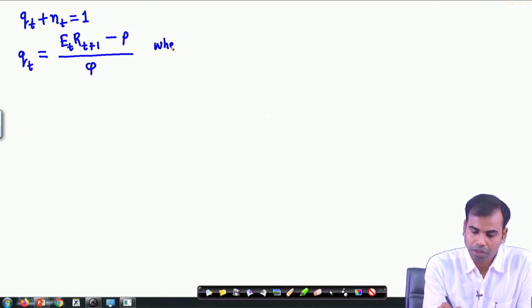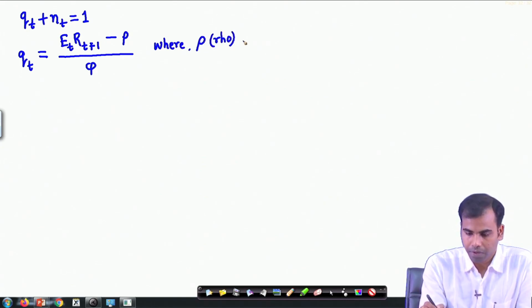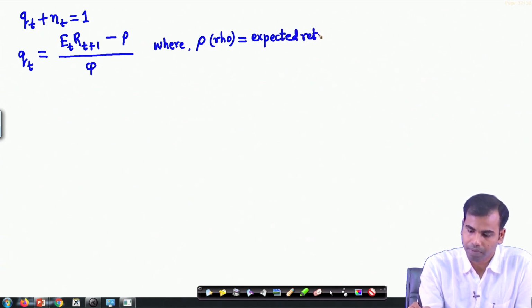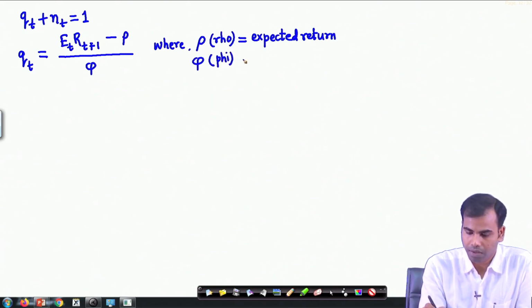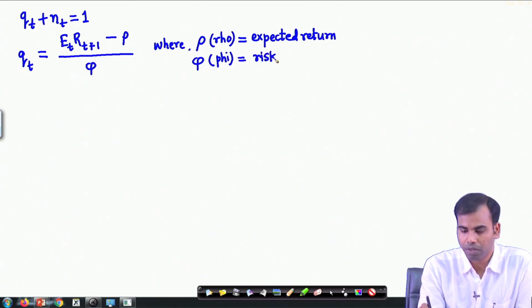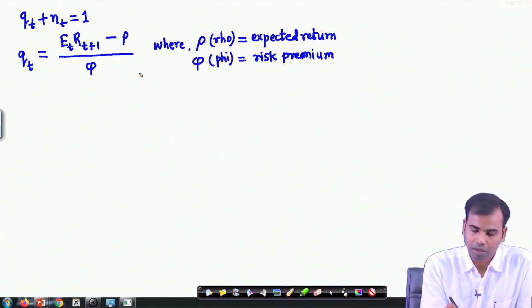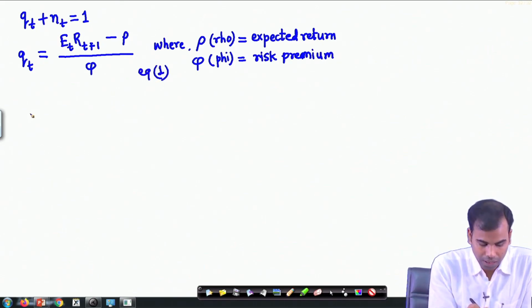So, if I explain the notations here, rho represents the expected return and phi represents the risk premium for the equity income. Now, we can denote this equation as equation 1.